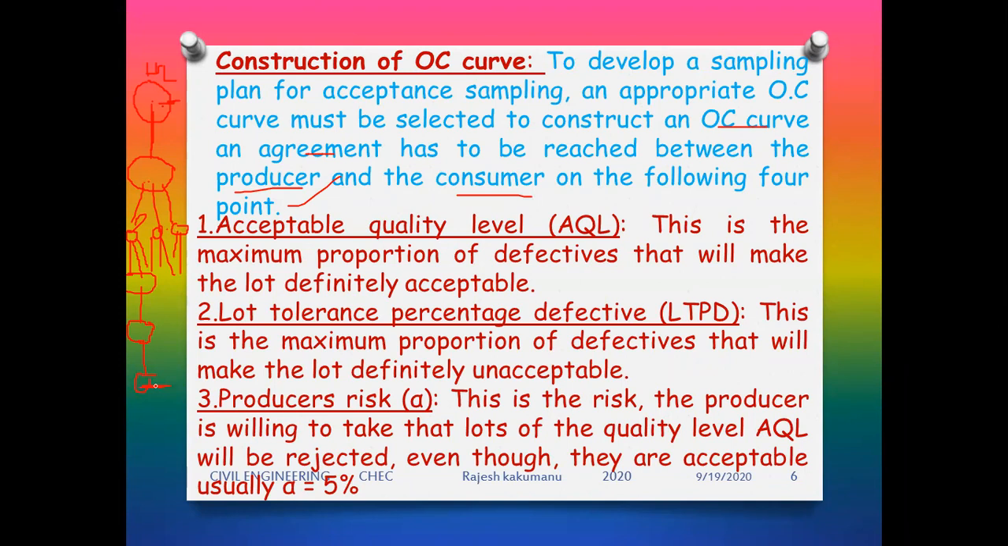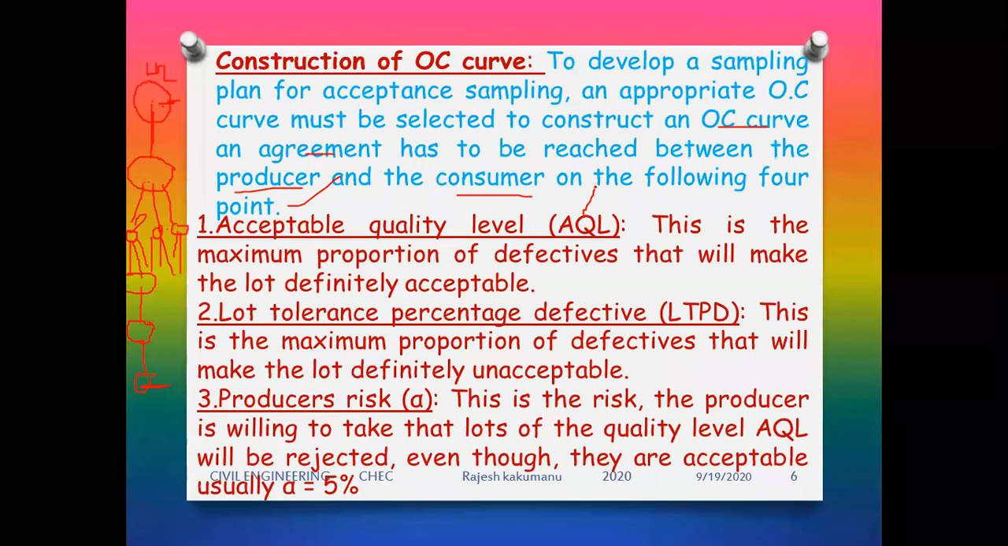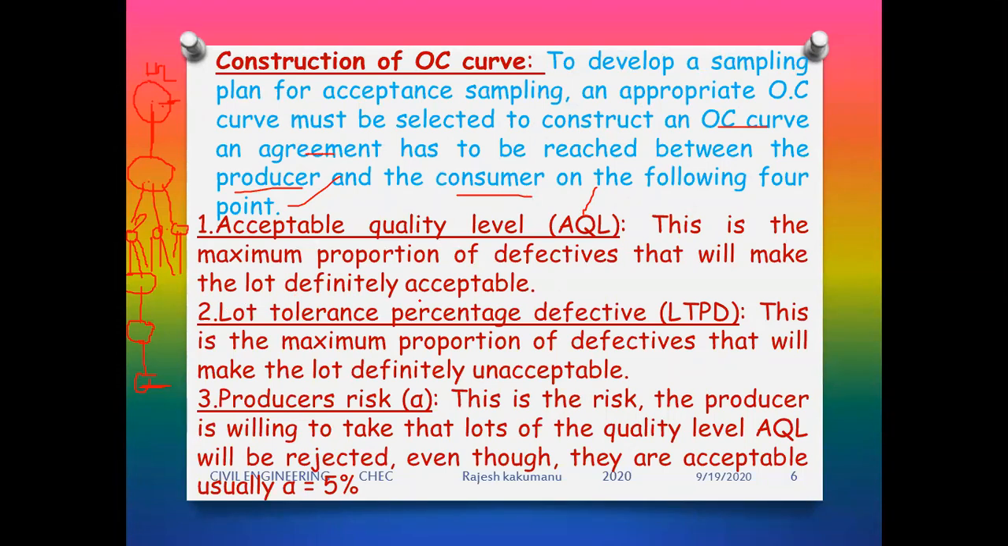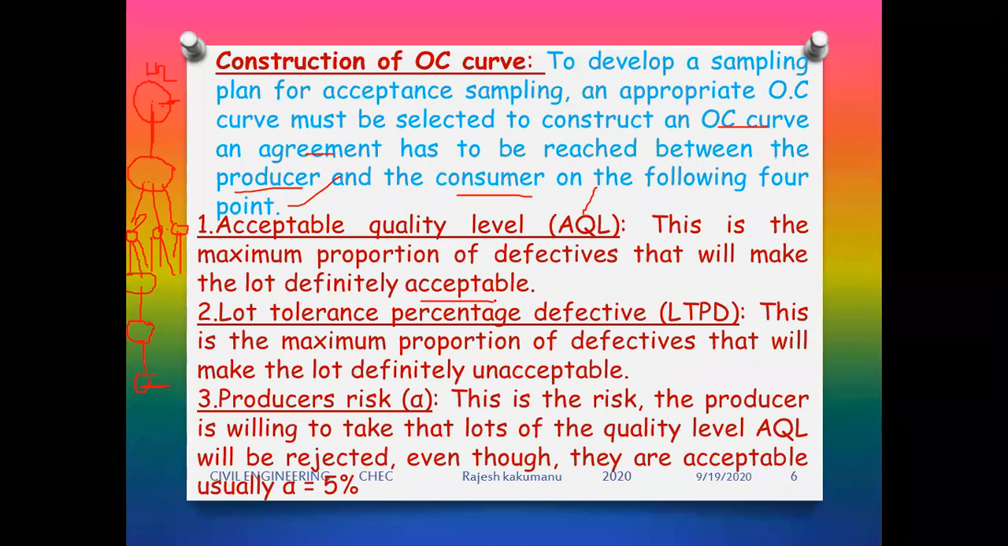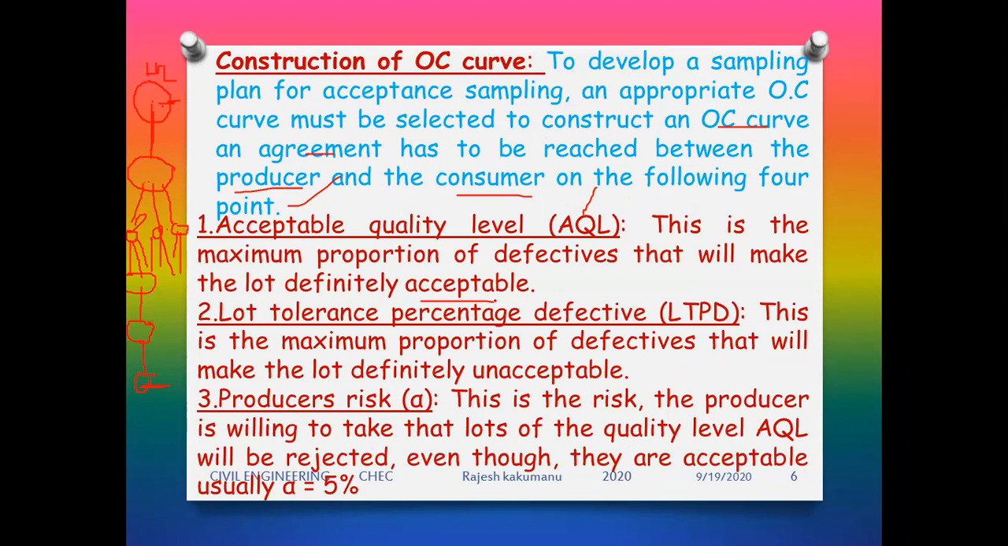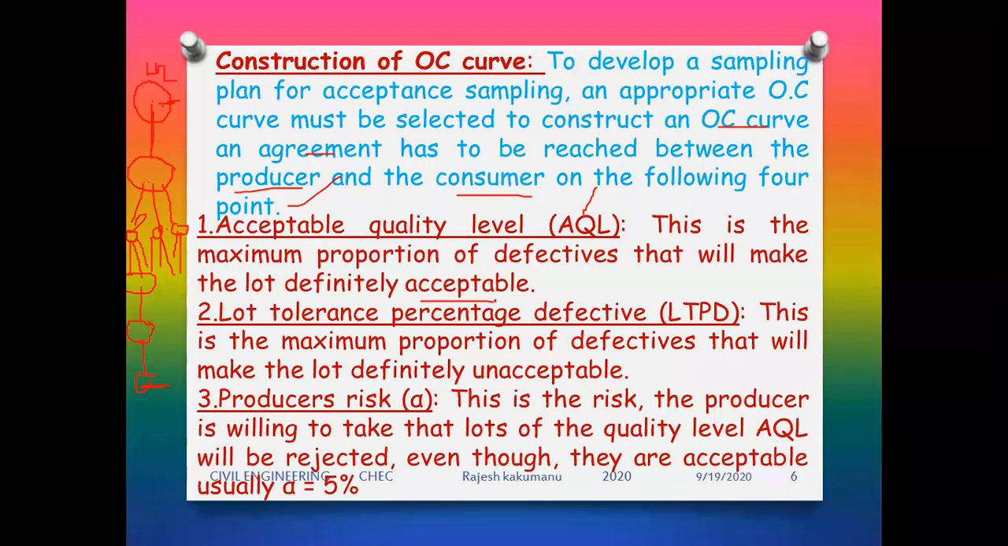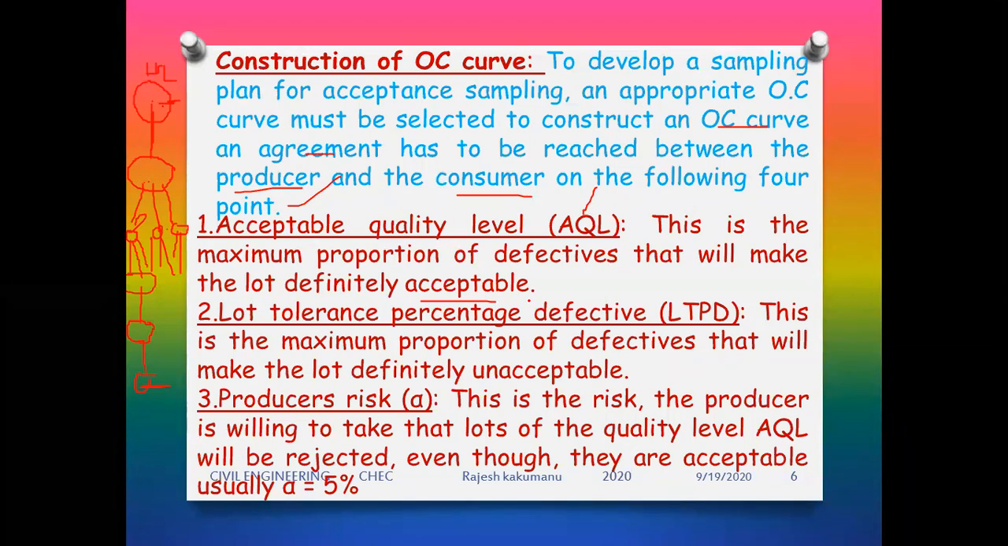Understood? Yes. The 4 points are acceptable quality level, AQL. So the level should be mentioned. This is the maximum proportion of defectives that will make a lot definitely acceptable. So we have to study the acceptable quality level. Then only we can say it is a definitely acceptable thing.